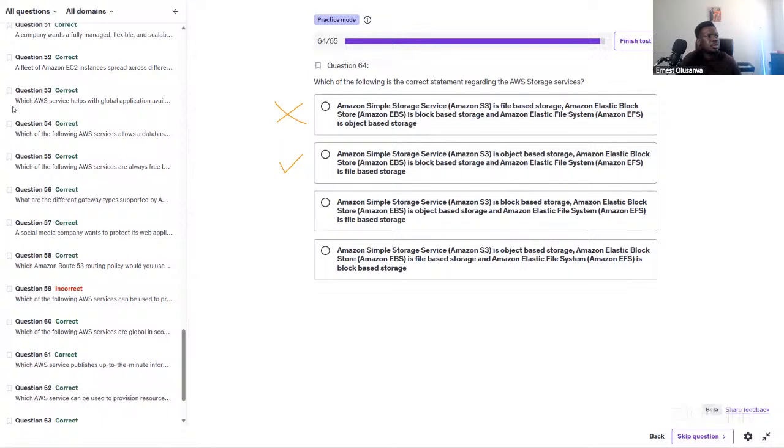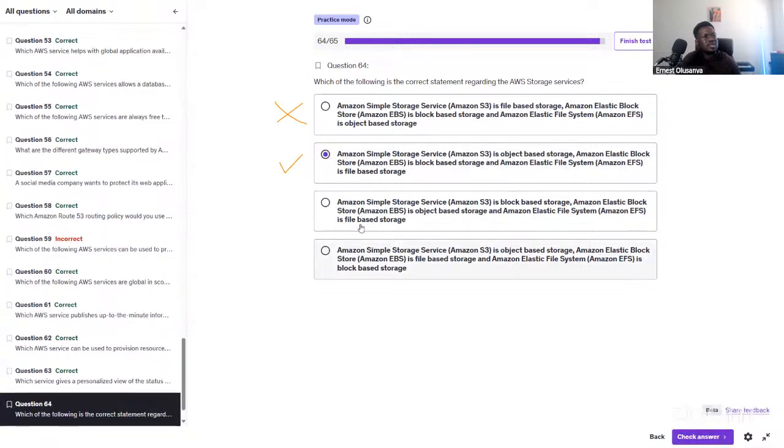We don't need to go through the rest. I think that's already good. If we see any other mistake, we can eliminate it. So this is wrong because block storage is not for S3. This one is wrong because it says Elastic File System is a block storage. So the answer is B.